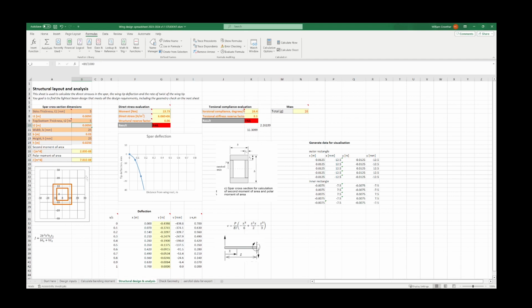And our job as a designer is to find a wing section that keeps us within our stress limit, and also keeps us within our torsional compliance limit. And no free lunches. So as we make the wing spar cross section bigger, it will get stronger and stiffer, but the mass will go up. So the idea is we find the minimum mass spar design that meets the requirements and that fits within the geometry. So let's just have a go.